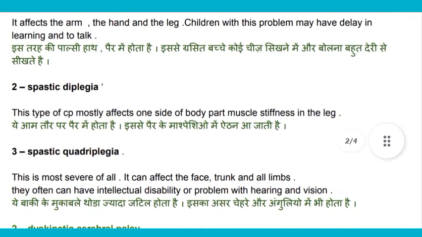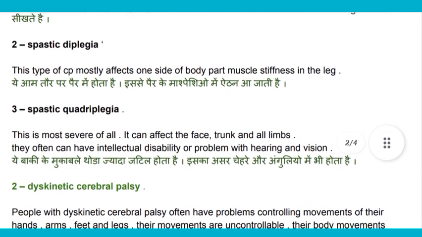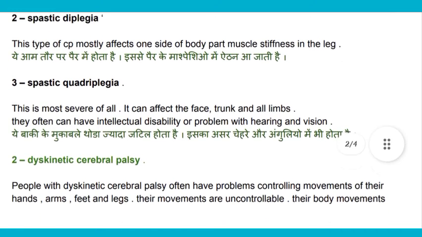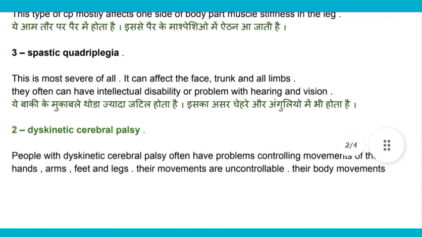Second, you can see here spastic diplegia. This type of cerebral palsy mostly affects one side of the body, with muscle stiffness in the leg. So basically it affects only one part of the body, and also with this problem there is stiffness in the leg. Third, here you can see spastic quadriplegia.